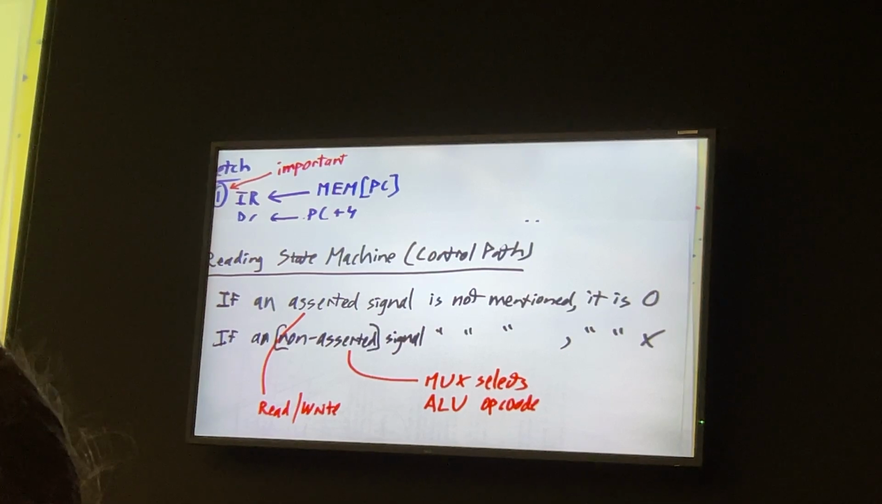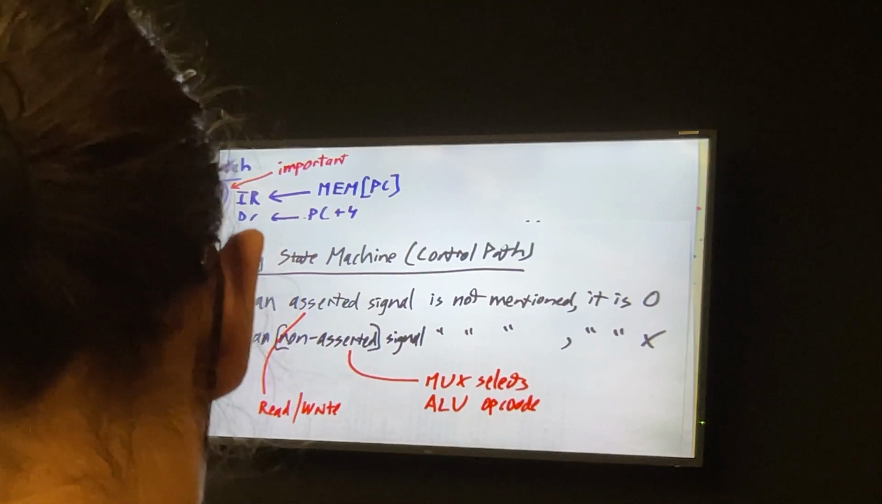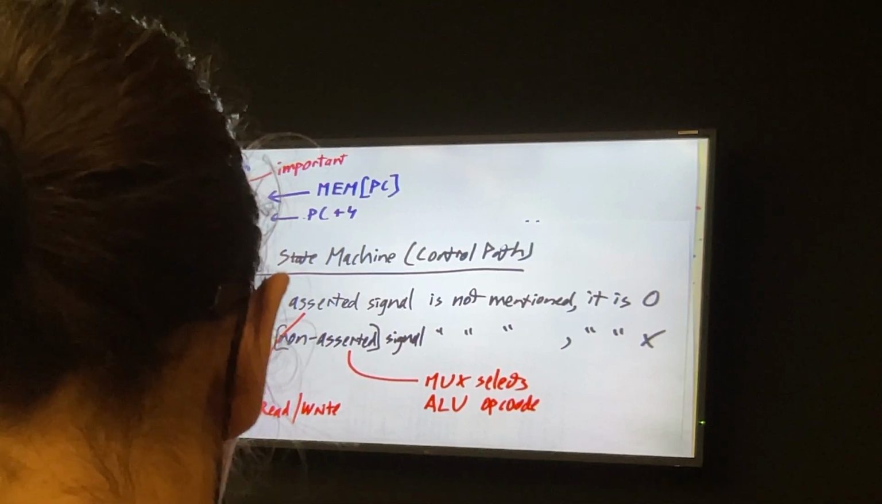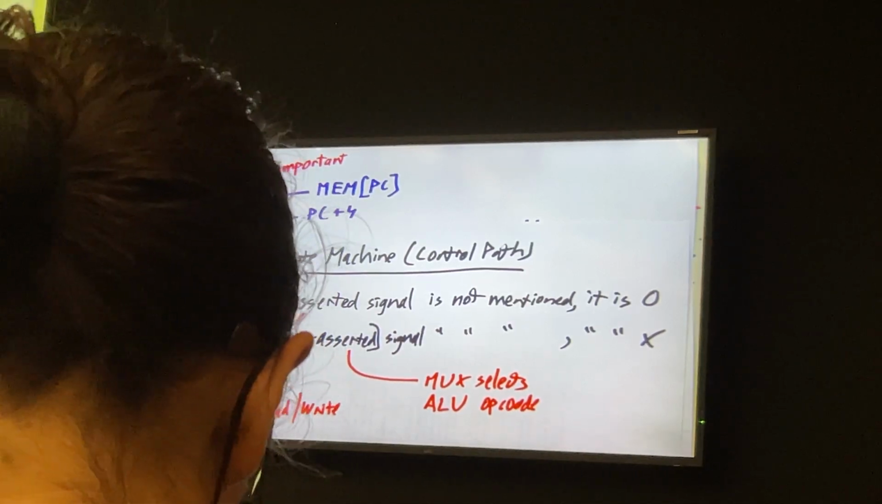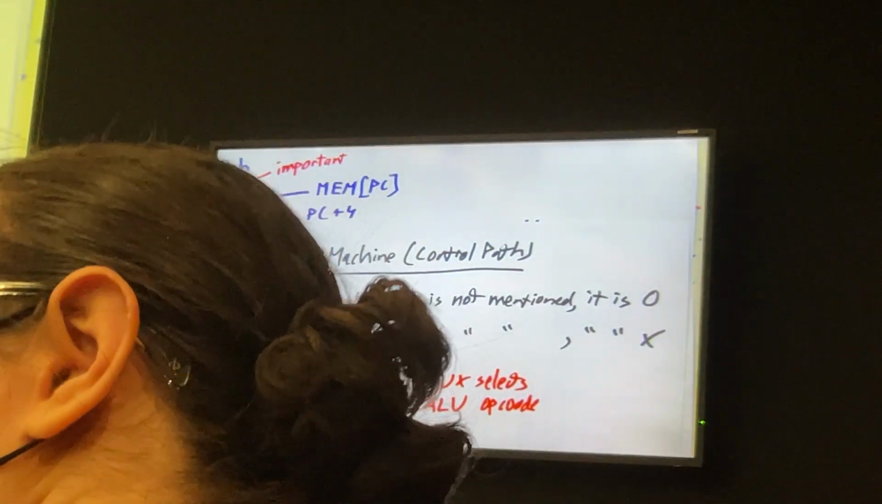For the mux selects and things like that, if you don't mention it, they're just going to interpret it as don't care. So now we can continue with the state machine. Everybody got this? I see some people writing, so, okay.